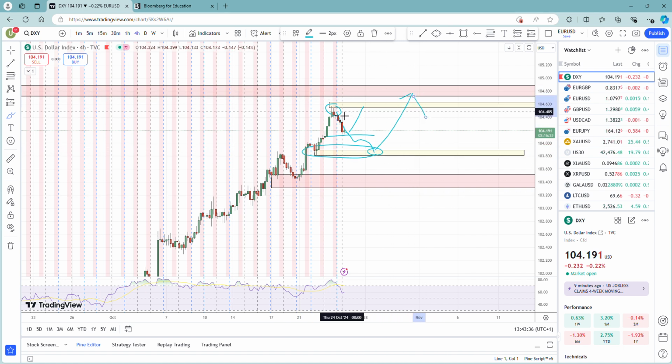As you can see, price has rejected the H4 resistance. We'll have to wait and see how it plays out the rest of the day. It could just form a higher low and continue to go up, which is likely. We'll have to wait and see.